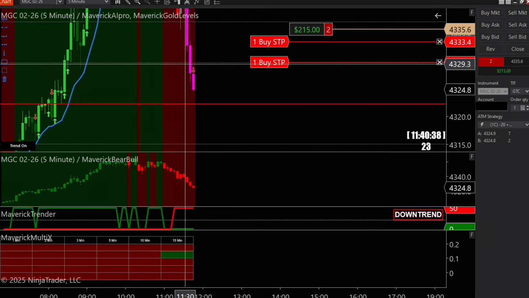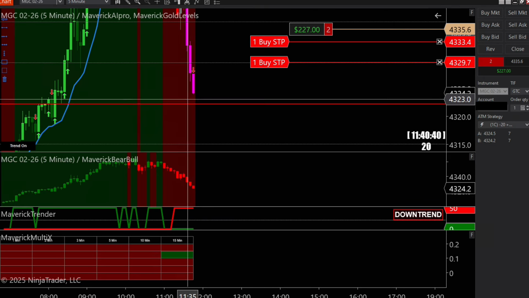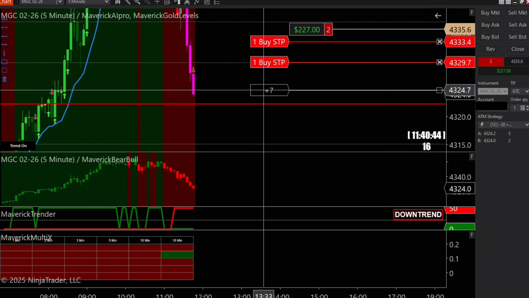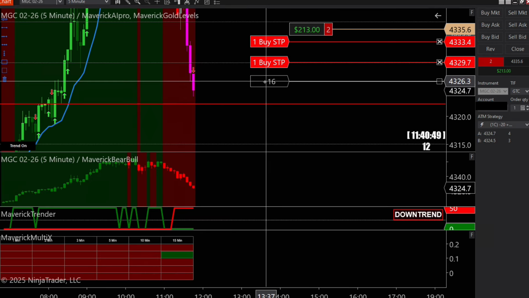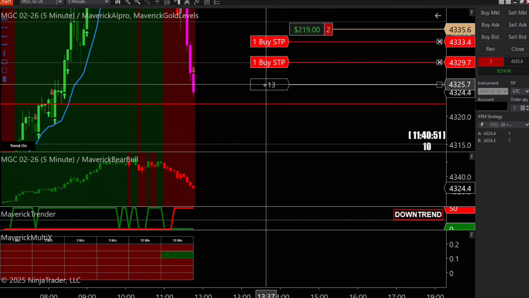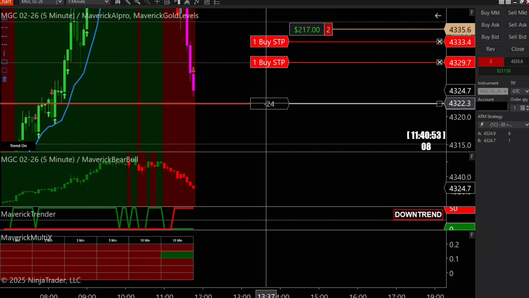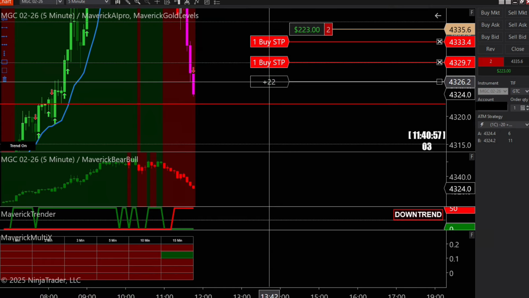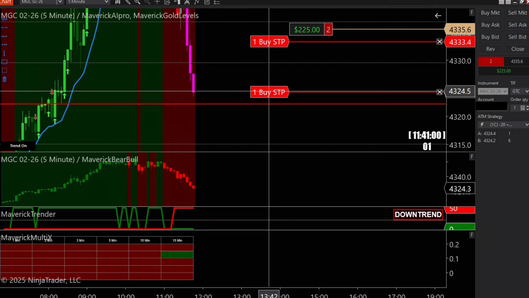Because you had a closure below this level, it's going to really want to get to this next level, which I am going to chase it. Let's see here. Push, push, push, baby. Push, push, push. Now, you don't want to get greedy and think it's going to 100% touch that level. Okay. There you go. Boom.